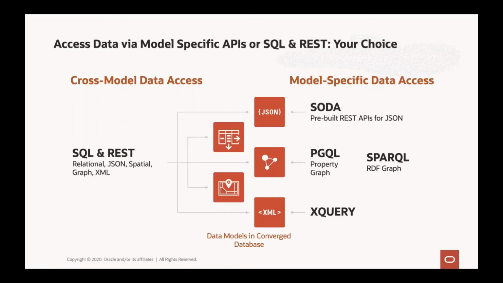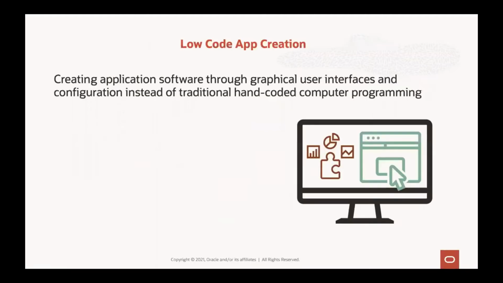And then for specific data types, you can also have specialized data access. For example, you can use property graph query language for graph. You can use XQuery for XML and simple Oracle document access for JSON, SODA. So you have multiple ways to communicate with the data inside your database.